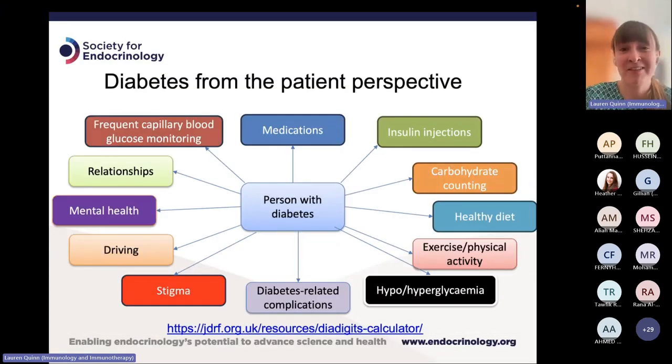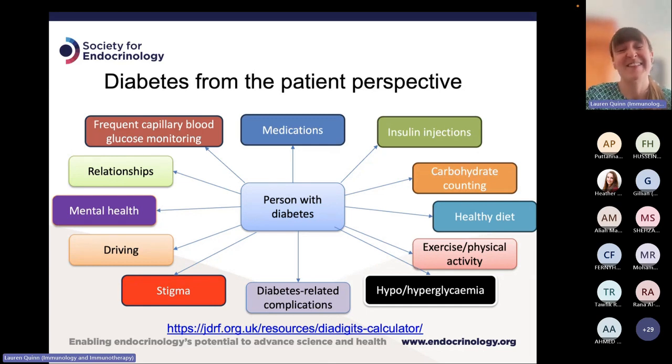Okay, so firstly, the current diabetes landscape. This very complicated mind map shows you everything that applies to somebody living with diabetes. This is relevant whether it's type 1, type 2, or another form of diabetes. So for the individual, there's often frequent capillary blood glucose monitoring. They may be taking regular medications and/or insulin injections, particularly if they're type 1, carbohydrate counting with every meal, healthy diet and lifestyle, risk of hypo- and hyperglycemia, diabetes-related complications, mental health implications of diabetes, stigma they may face from the general public.